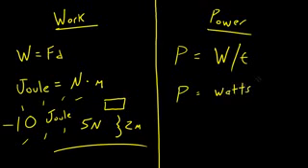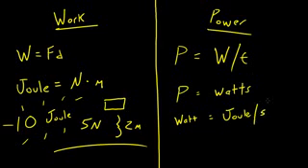W-A-T-T-S. Now you hear watts a lot when you're talking about electricity and especially light bulbs. So what exactly is a watt? Well, 1 watt equals a joule, which is the unit they chose for work, over their favorite unit of time, a second.